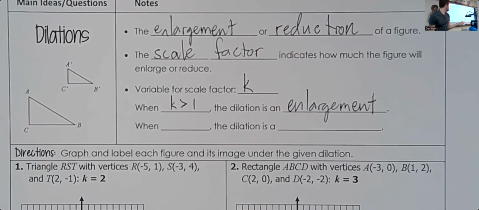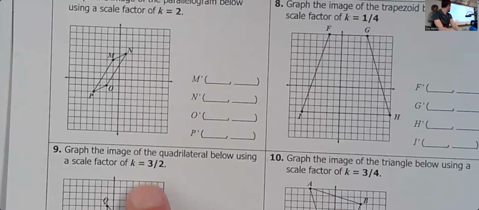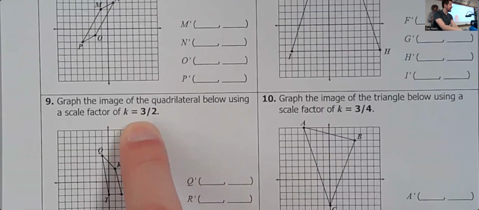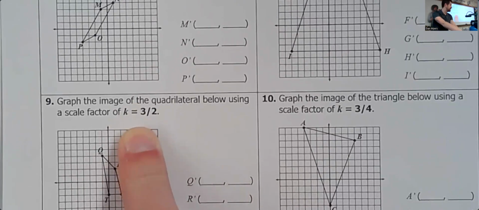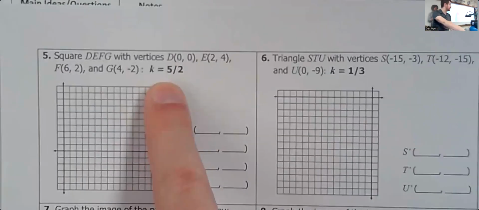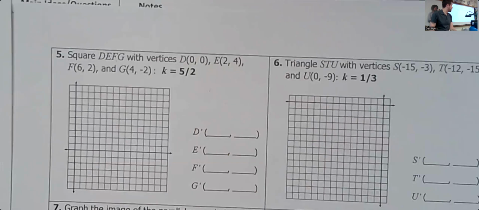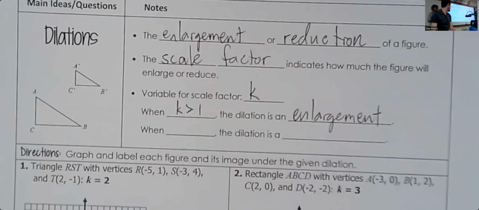So pay attention to that when you're working through this, because sometimes it'll say, let's see, I'm going to find one real quick because I think there is one on here. Yeah, so on number 9, it says the scale factor is k equals 3/2. Because the numerator is larger, this is an enlargement, even though it's written as a fraction. Same thing with number 5. 5 would also be an enlargement because 5/2 is more than 1. So just because it's written as a fraction does not mean it will be a reduction.